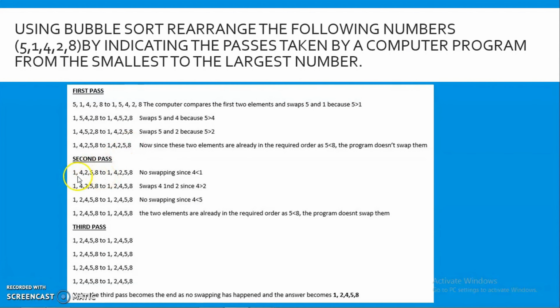You compare again 1 and 4. Which is larger? They are arranged as they should be, so no swapping happens. 4 and 2, which is larger? 2 comes first, so you swap to make the numbers this. Bring this list down here. You check which is larger than the other. In our case now, no swapping happens between the figures, so the numbers remain as they are. Then the last thing, you compare 5 and 8.